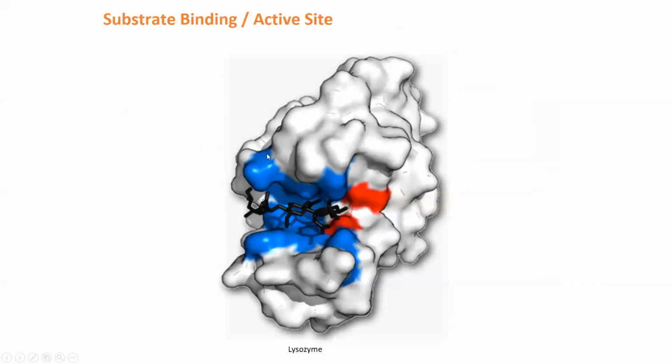So that is the substrate and the active site. This is the enzyme that is binding. This is the active site on which the substrate would bind. So the active site is the site of the enzyme where the substrate would bind. This black structure here is the substrate, and the blue site is the active site of the enzyme.